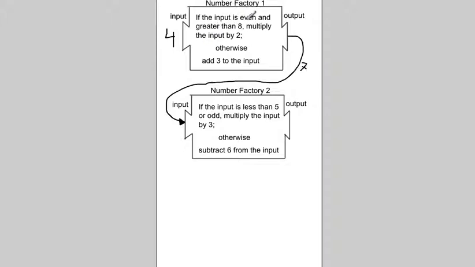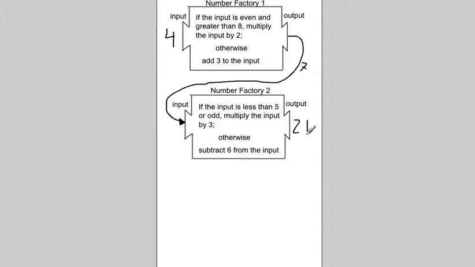Right? Because it didn't satisfy this, we had to add 3 to the input, so we have 7. 7 now becomes the direct input into number factory 2. So is 7 a number less than 5 or odd? Well, yes, 7 is odd. Therefore, we're going to multiply the input by 3.